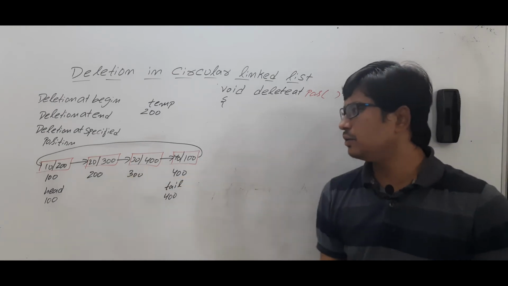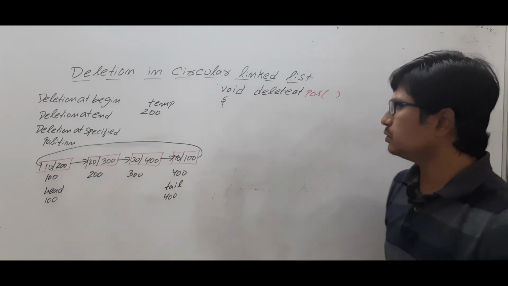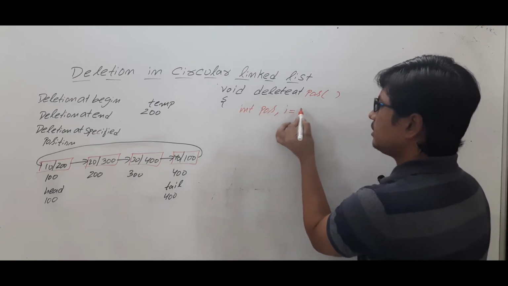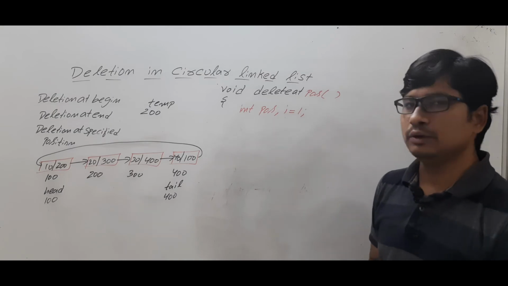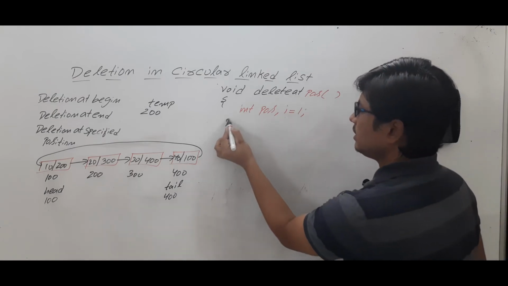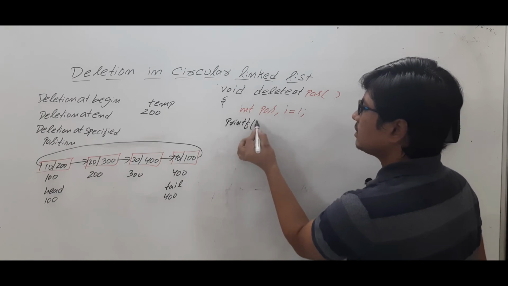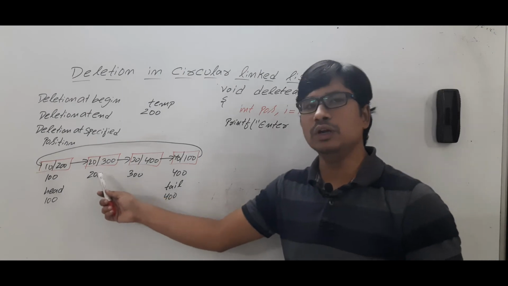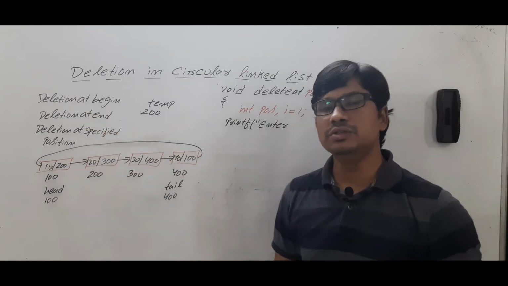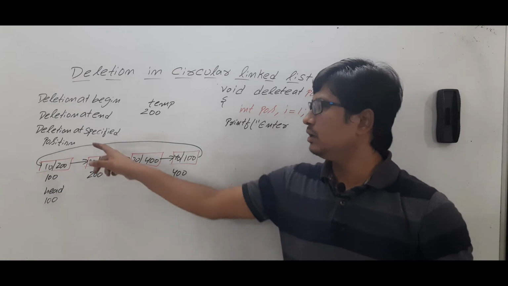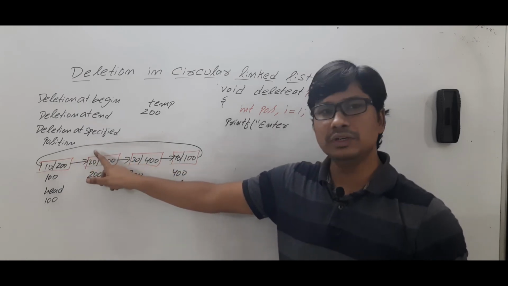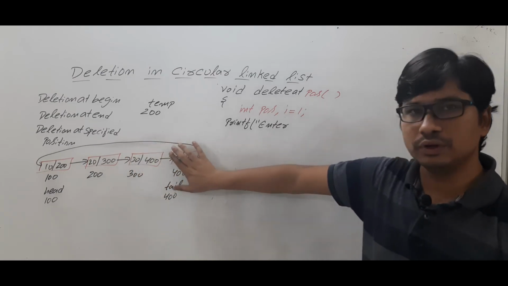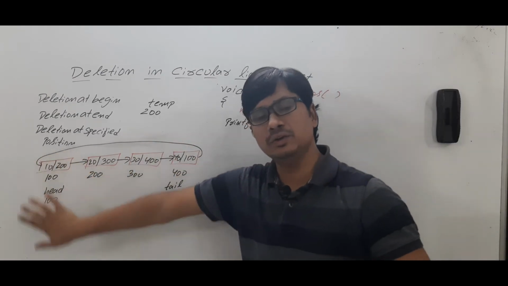Okay. Now what are the things I need to do? I need to declare one integer variable called POS and another variable called I, and I will assign value 1 to it. Then I will ask the user to enter the position because he needs to specify from which position he wants to delete the node. Suppose the user has said he wants to delete the node at the second position, so you need to delete this node. If user says 3, you have to delete this node. If user says 4, you have to delete this one. If user says 1, you need to delete this one.